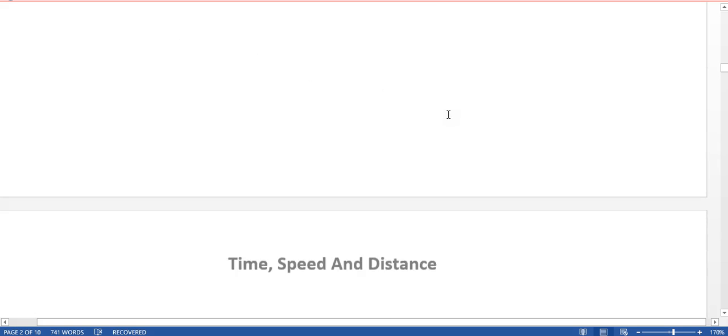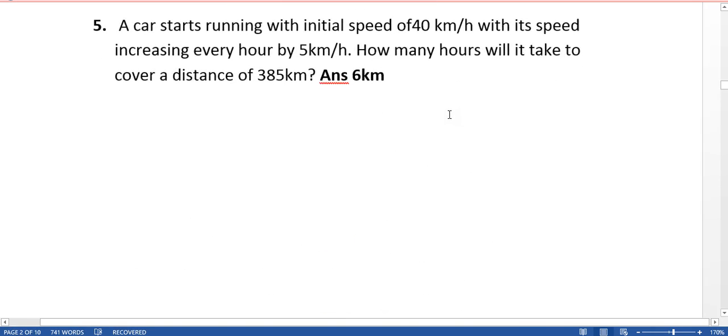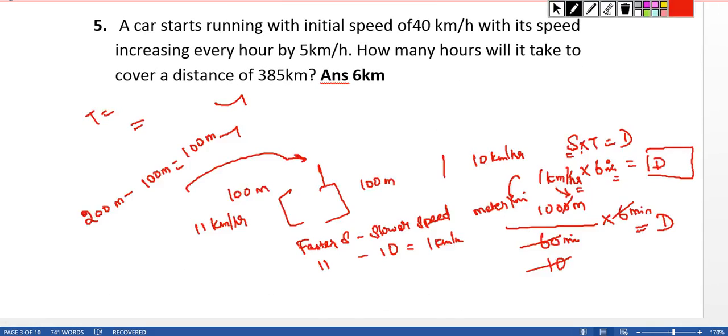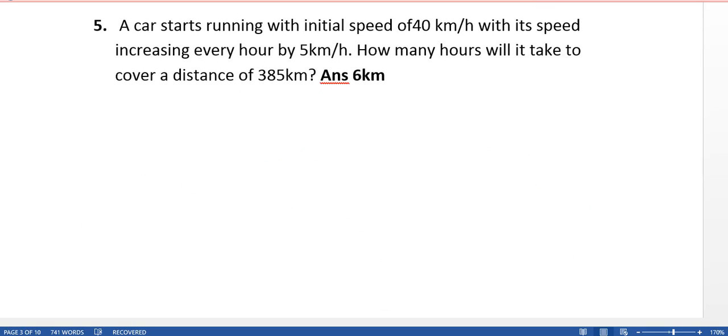Now let's go to the fifth one. So this is our fifth question. A car starts running with an initial speed of 40 km per hour, with its speed increasing every hour by 5 km per hour. How many hours will it take to cover a distance of 385 km?